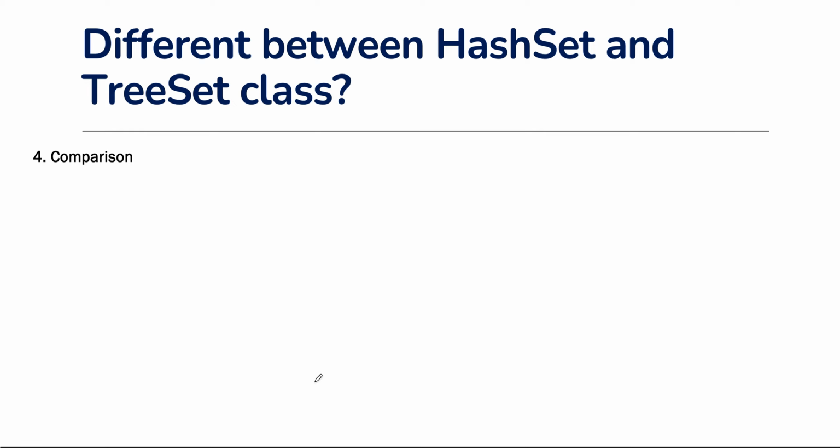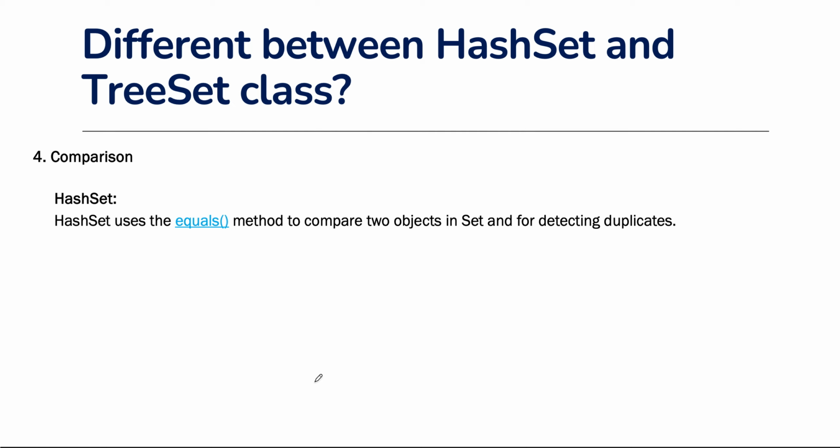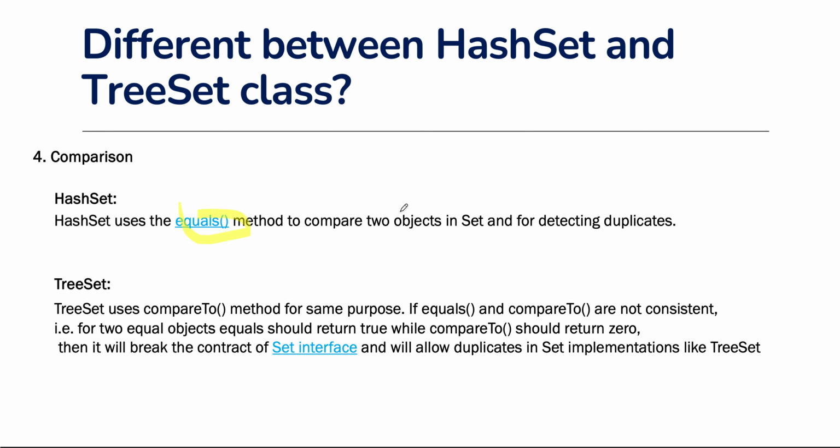The next difference is how it does the comparison internally. HashSet uses the equals method to compare two objects in the set for detecting duplicates. We have seen that it uses the equals method, but in case of the TreeSet it uses the compareTo method. So this is the basic difference between HashSet and TreeSet. HashSet uses the default methods equals and hashCode to compare two objects in the set and detect duplicates, but TreeSet uses the compareTo method for the same purpose.